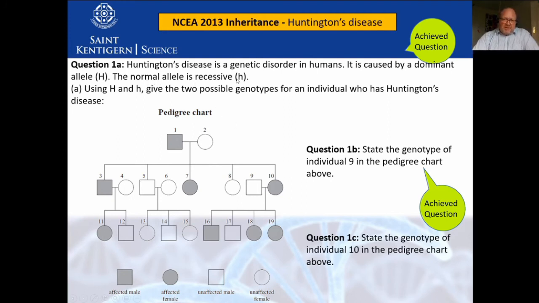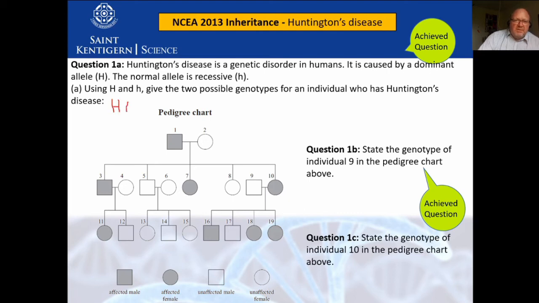So, the normal allele is recessive. So, Huntington's, affected male, affected female. So, using H and H, give the two possible genotypes for an individual who has Huntington's disease. So, it's caused by a dominant allele. So, that means that Huntington's can be homozygous.